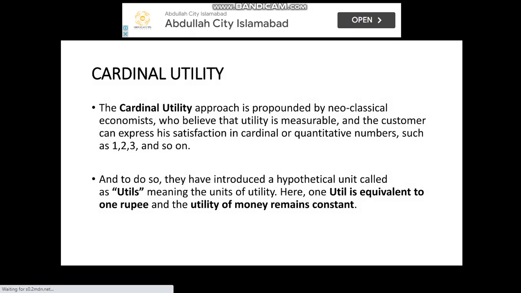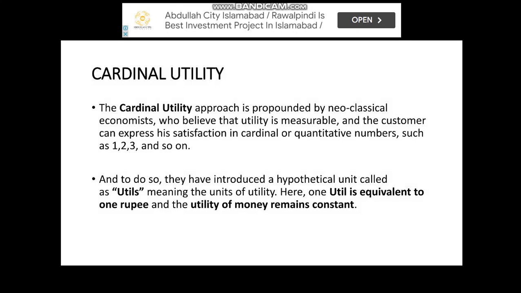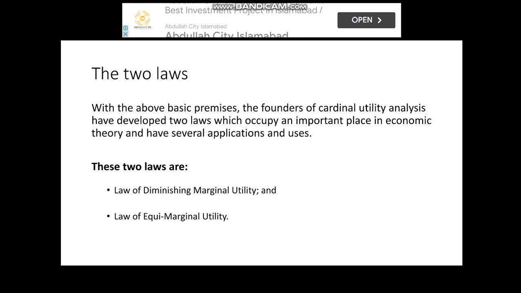Cardinal utility. The cardinal utility approach is propounded by neoclassical economists who believe that utility is measurable and the customer can express his satisfaction in cardinal or quantitative numbers such as 1, 2, 3, and so on. And to do so, they have introduced a hypothetical unit called utils, meaning the units of utility. Here, 1 util is equivalent to 1 rupee and the utility of money remains constant.